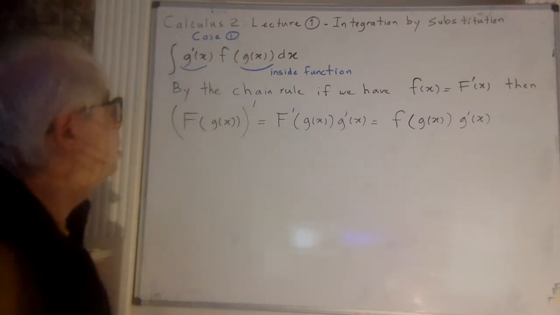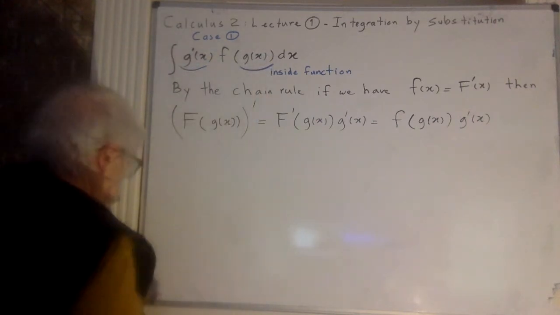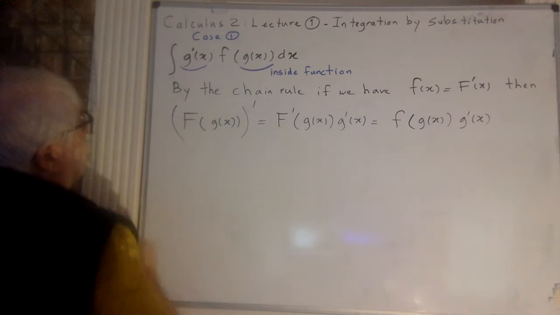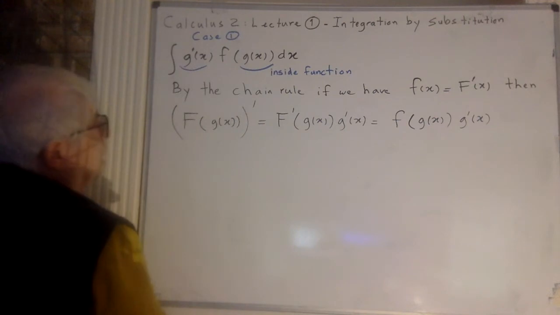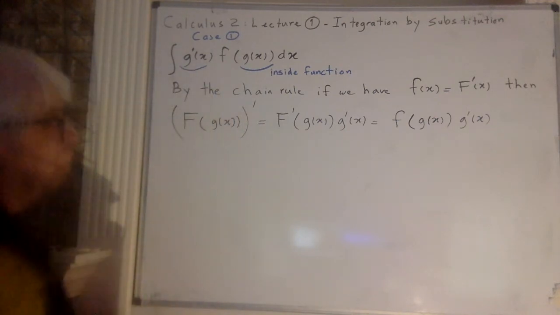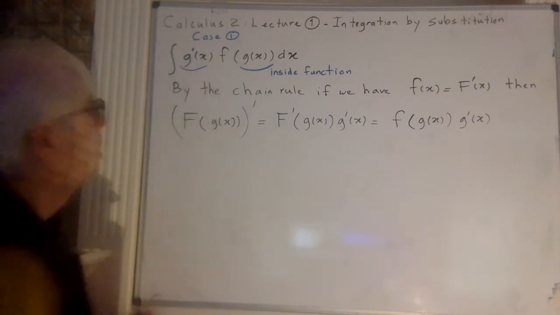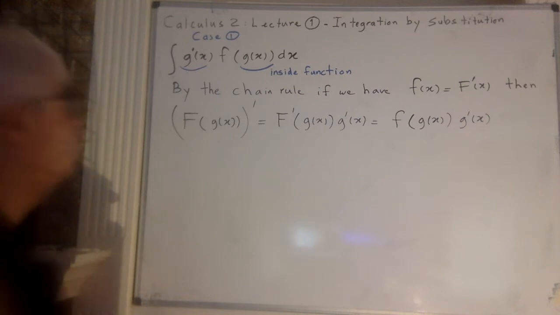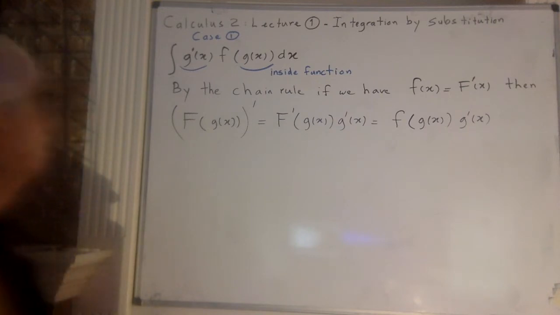And those are integrals that look like this. We have g prime times f of g(x) dx. So the integrand has an inside function. There's a function outside, this f, and an inside function, and you can recognize the derivative of the inside function outside of this. Well, it's not always the exact derivative, it might be a multiple of that, but I hope that you know differentiation enough to recognize that.